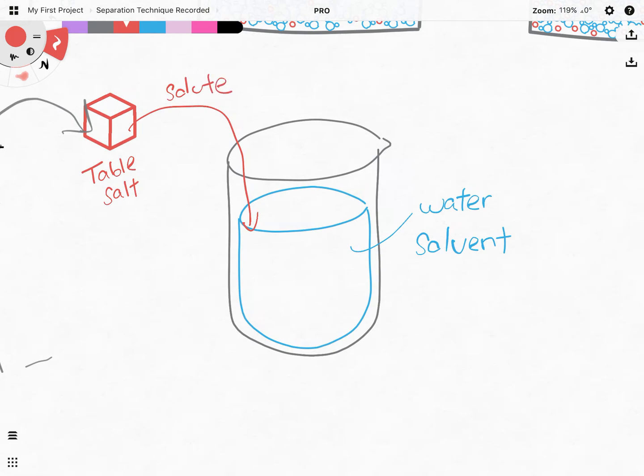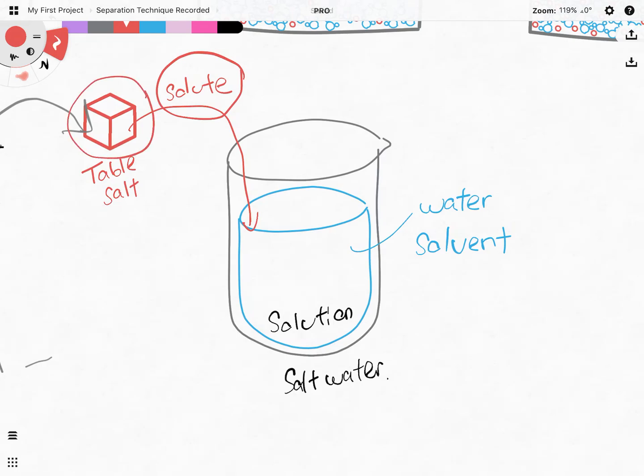Henceforth, we call it a solute. When a solute and a solvent come together, we form something called a solution. In this case, I formed a solution of salt water. In our previous example of crystallization, we use crystallization when we want to get the solute back from the solution. I want the solid crystal back from the solution. That's when I use crystallization.